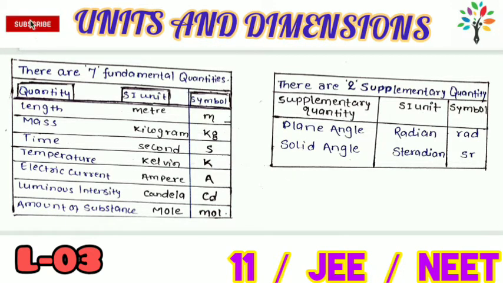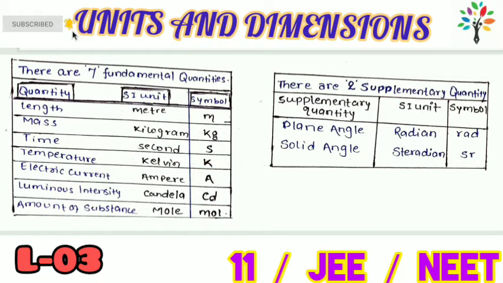The next fundamental quantity is temperature, whose SI unit is Kelvin. Although the unit we commonly use to express temperature is degrees Celsius, suppose a weather forecast says around 40 or 45 degrees Celsius, the SI unit is Kelvin.